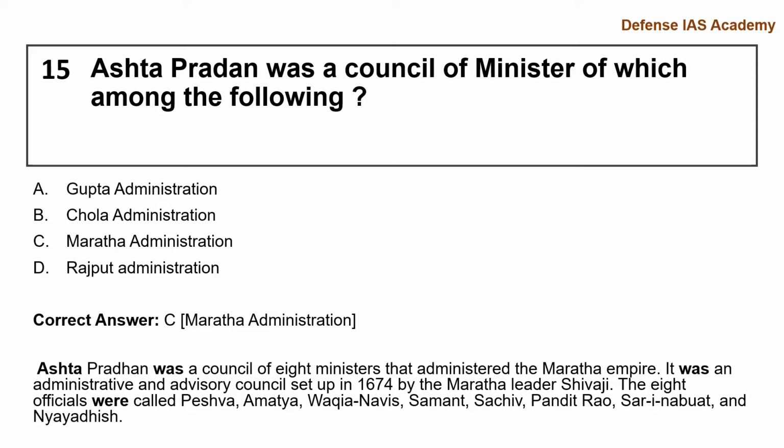The 8 officials who were involved with Ashta Pradhan were called Peshwa, Amatya, Waqia Navis, Sumant, Sachiv, Pandit Rao, Senapati and Nyayadhish.